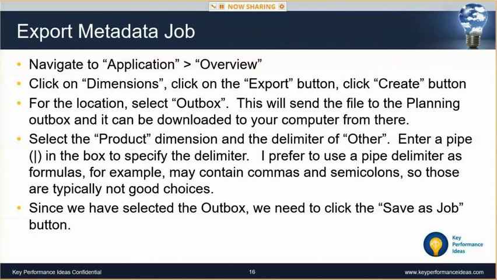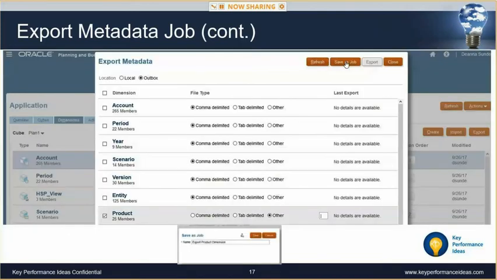Since we are selecting the outbox, we then will save it as a job. So this can be useful to create jobs to export metadata if the metadata needs to be loaded elsewhere. So here's the screen print about that. Here's where I'm going into the export metadata, choosing up here the outbox. Down here, I'm selecting the product dimension. I'm choosing other as a delimiter with a pipe.